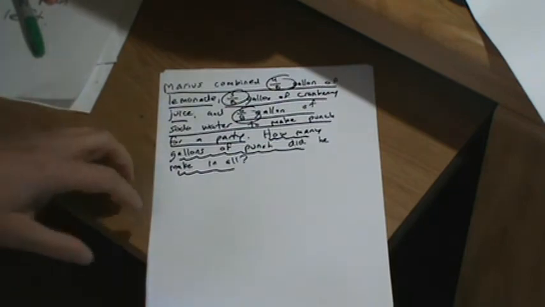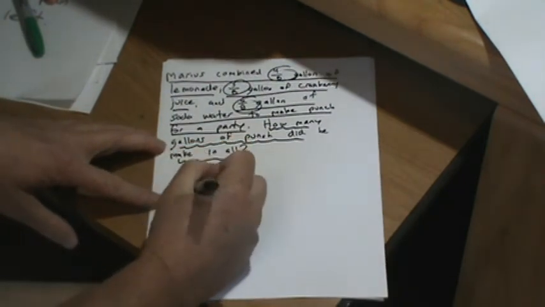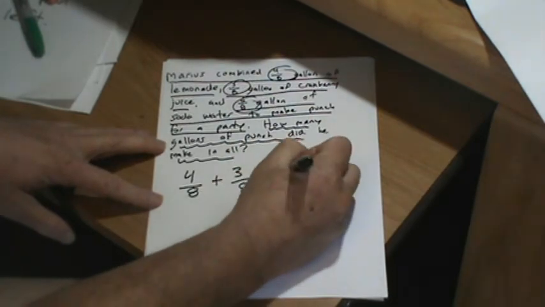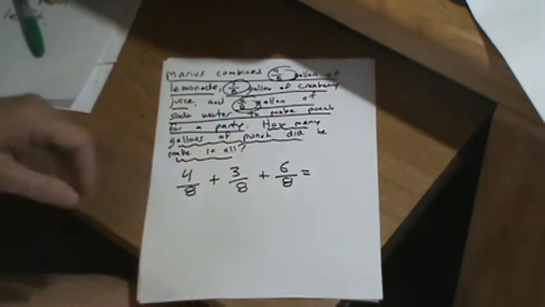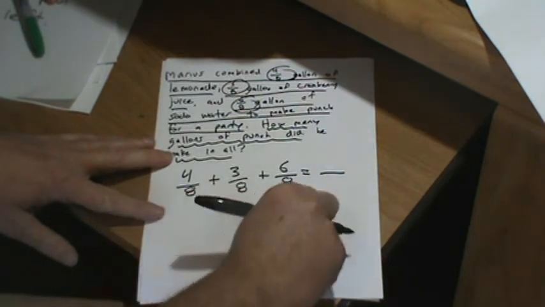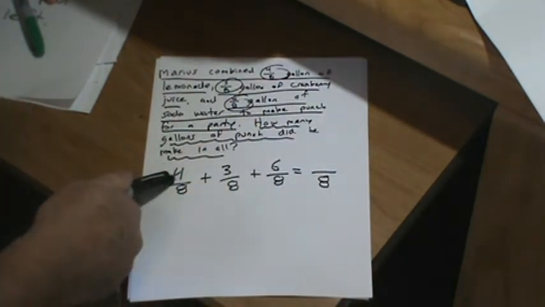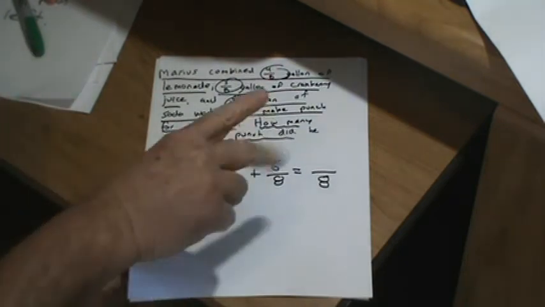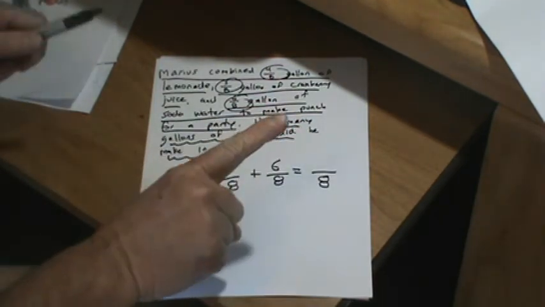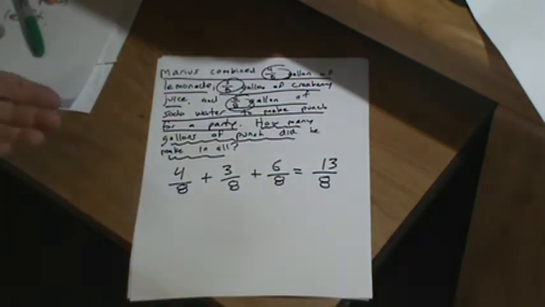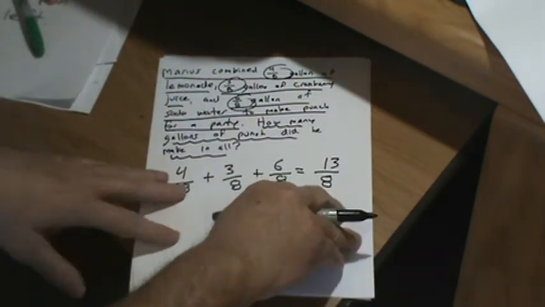Well, let's just go ahead and add these straight across. 4/8 plus 3/8 plus 6/8. What's that going to equal? We know the 8 doesn't change. The denominator does not change. It remains 8. Let's add this up. 4, 5, 6, 7, 8, 9, 10, 11, 12, 13. So you have 13/8. And once again, we could make tape diagrams and figure out exactly what 13/8 equals.